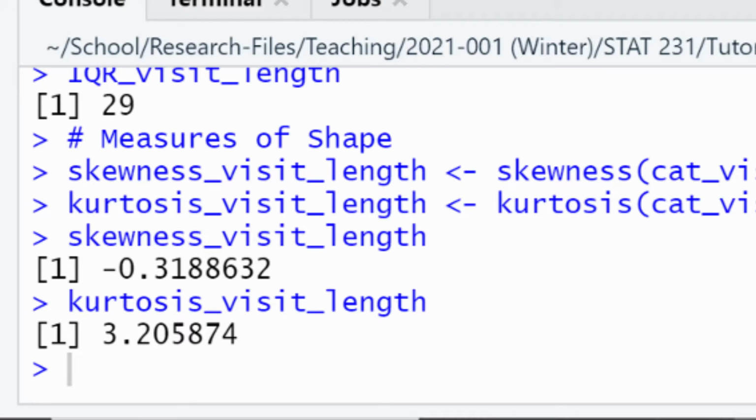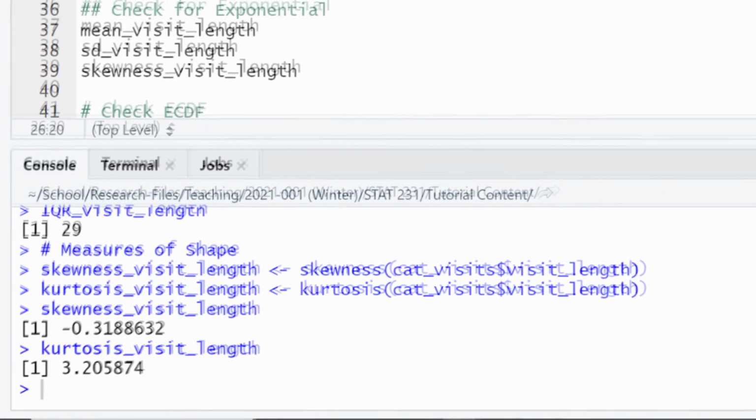The kurtosis is slightly larger than 3, which means that there are more tail observations in the data than we would expect if we were normally distributed.